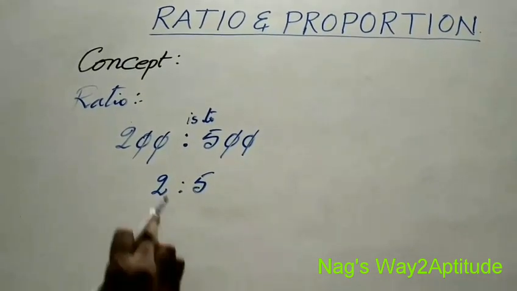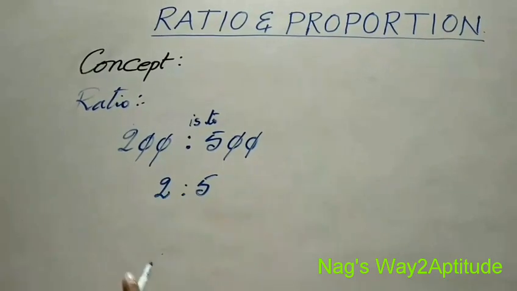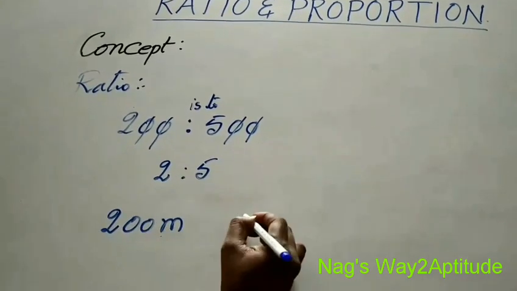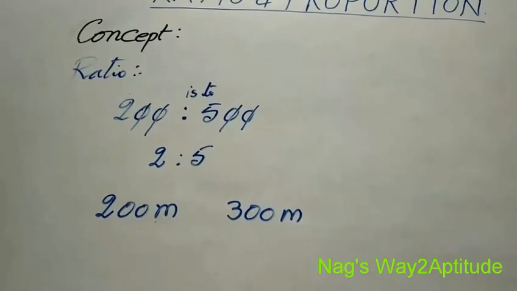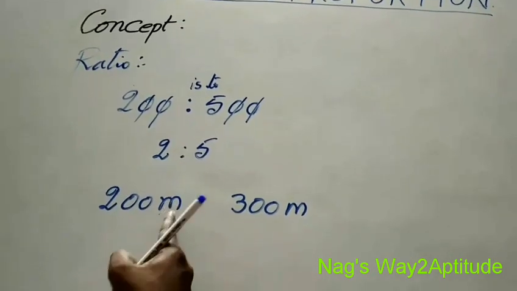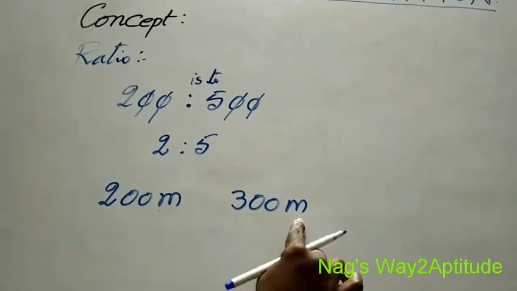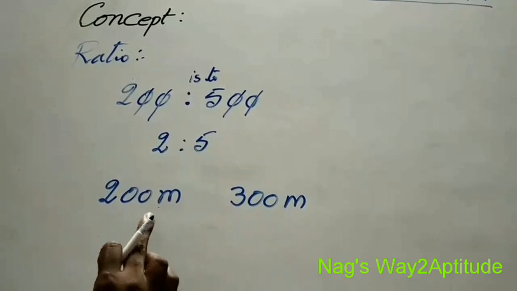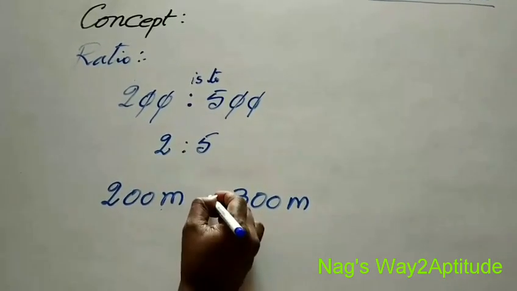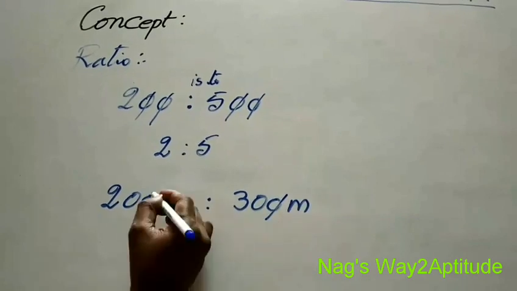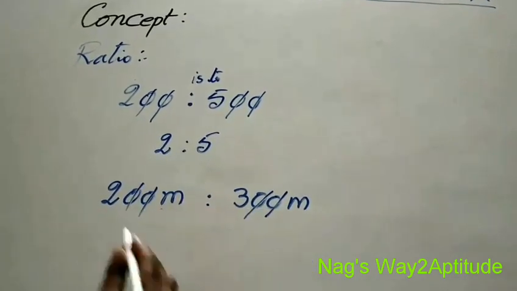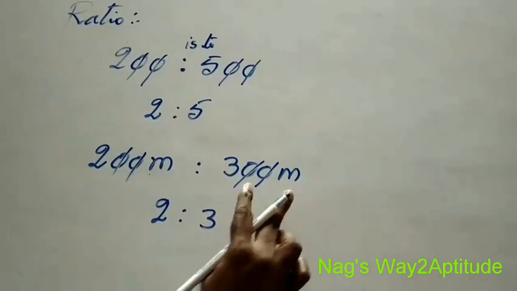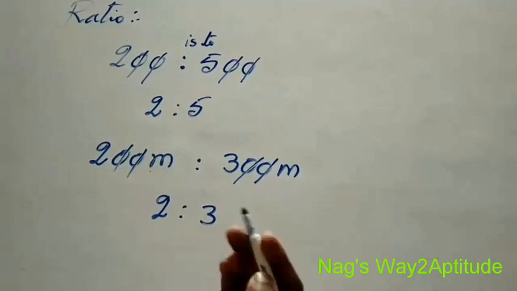And one more important thing is the two terms in a ratio should be identical things. For example, you take 200 meters and 300 meters. Here meters indicates length and here also meters indicates length. So both are identical terms so that we can find the ratio between 200 meters and 300 meters. So 200 is to 300, cancel the zeros and you will get 2:3. This is the ratio of 200 meters and 300 meters.